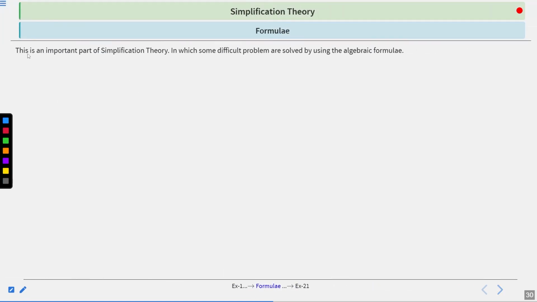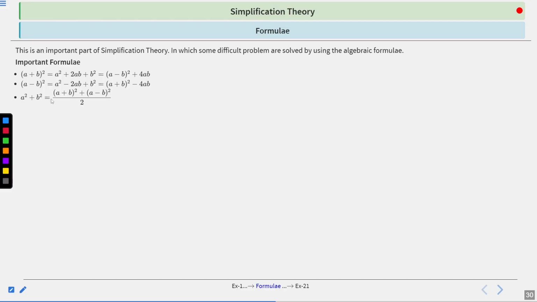Now formula. This is an important part of the simplification theory in which some difficult problems are solved by using the algebraic formulas. Now see. Some important formula. So we know that (a plus b) whole square is a square plus 2ab plus b square, or we can write it in the form of (a minus b) whole square plus 4ab. Next one. (a minus b) whole square equals a square minus 2ab plus b square, which equals (a plus b) whole square minus 4ab.